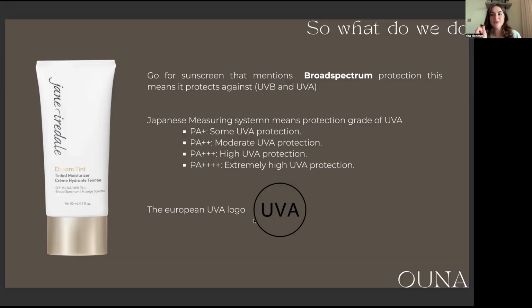The European way to mention that there's UVA protection in there could be a UVA with a circle around it. That's the European sign. If you read on your sunscreen broad spectrum or PA plus plus plus plus, then you know it's good and will be helpful against skin aging as well, if that's something you're concerned about.